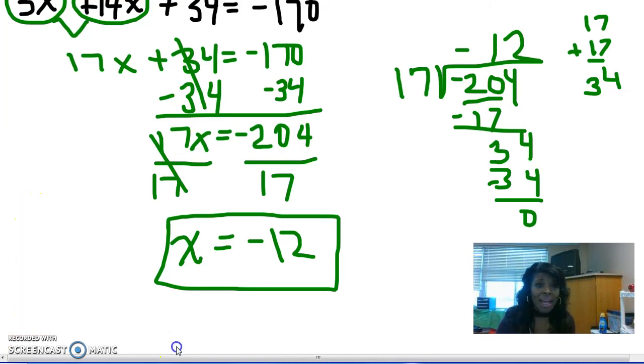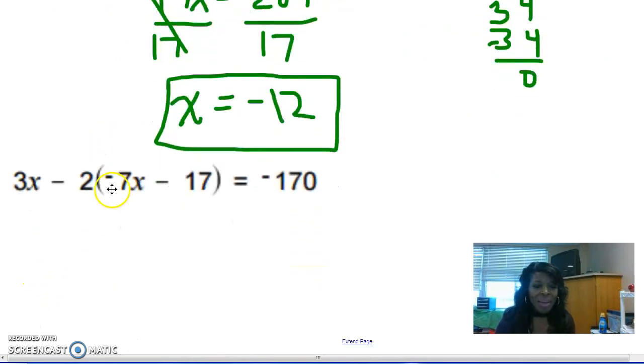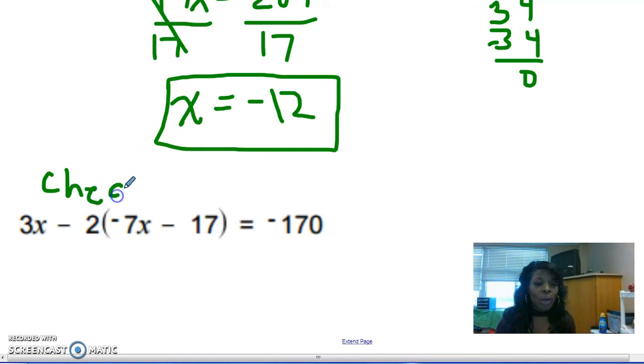On the state assessment, as well as your quiz, hint, hint, you're going to have to check. So, let's write the word check. And then we're going to determine, is X, in fact, negative 12? Is it the solution that enables this expression to be equal to this constant? Or does it solve this equation? That's what we're determining. Okay.